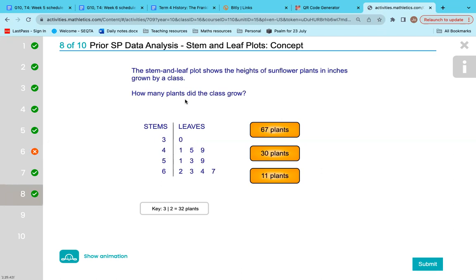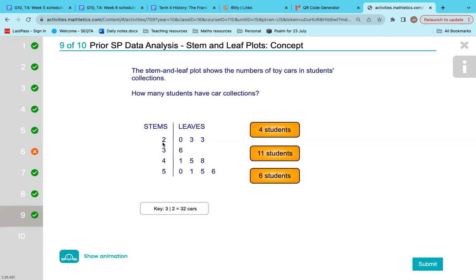How many plants did the class grow? Again, that's just asking how many leaves are there. And I'll just guess. Okay, and same one, how many students have car collections? I just need to count the number of leaves.